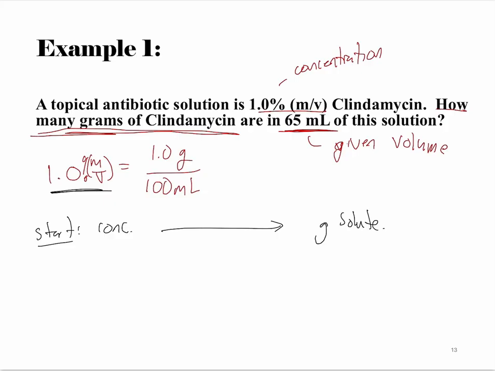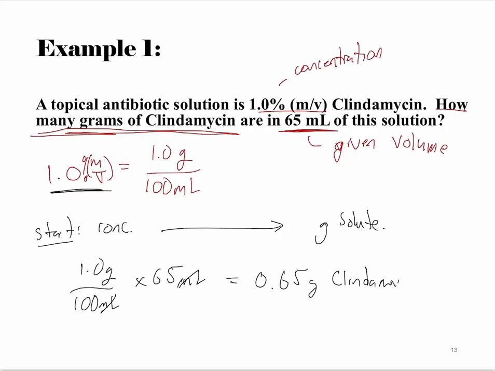Yeah, you want to cancel out the units of volume, right? Yep, so if we have 1.0 gram per 100 milliliters, we can multiply that by a volume, which in this case we're given the volume of the solution that we're looking at, right? And that'll cancel out the units of milliliters, and all we'll be left with is the units of grams, right? So 65, if we did this, this would be 0.65 grams of clindamycin.